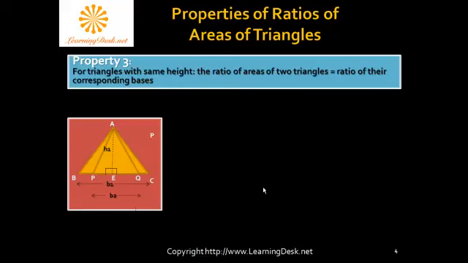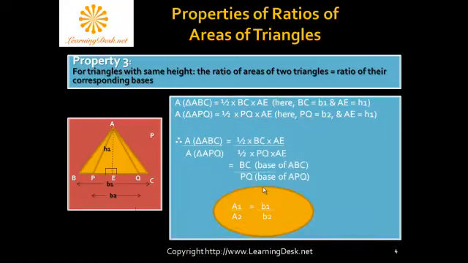There are two triangles here again, triangle ABC, and then you have triangle APQ. What happens here is both have the same height, right, AE, and that's H1. So we have to prove here that the ratio of the bases is the same as the ratio of the area of a triangle. Again, use the same formula. Area of ABC is half of BC into AE, which is the same as the first two properties. Area of APQ is equal to half of PQ, which is the base of APQ, and the height is AE.